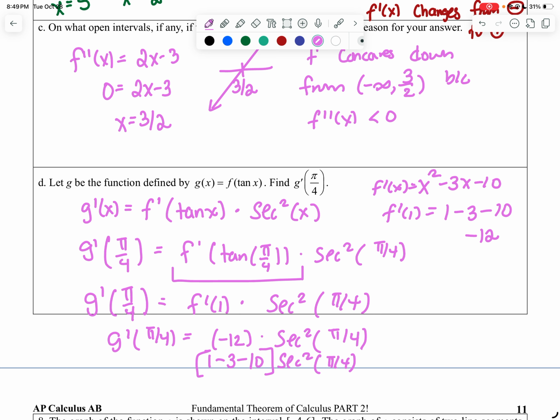All right, so that is it in terms of FRQ 7. We are going to do FRQ 8, and that's going to be my last one for FTC Part 2.